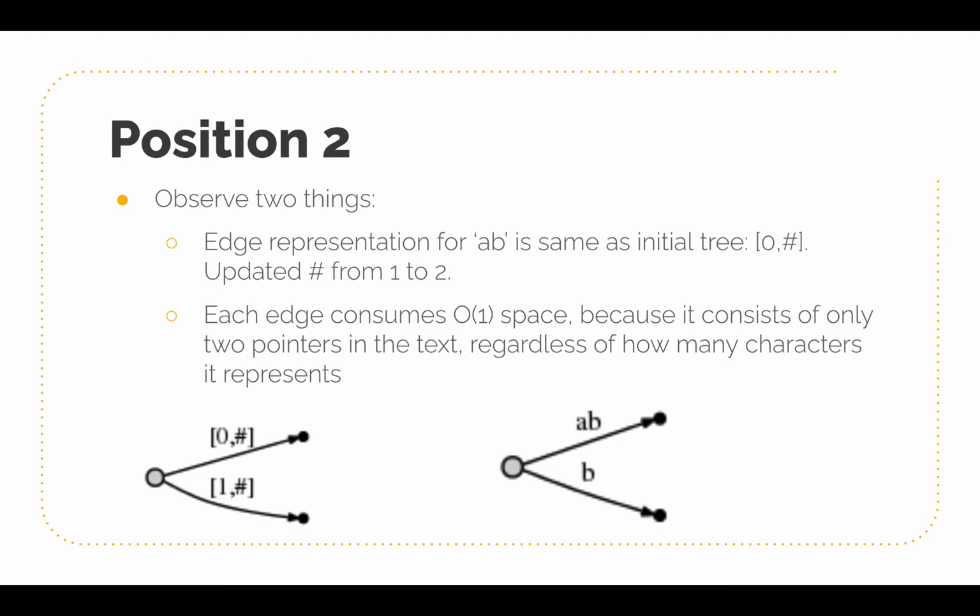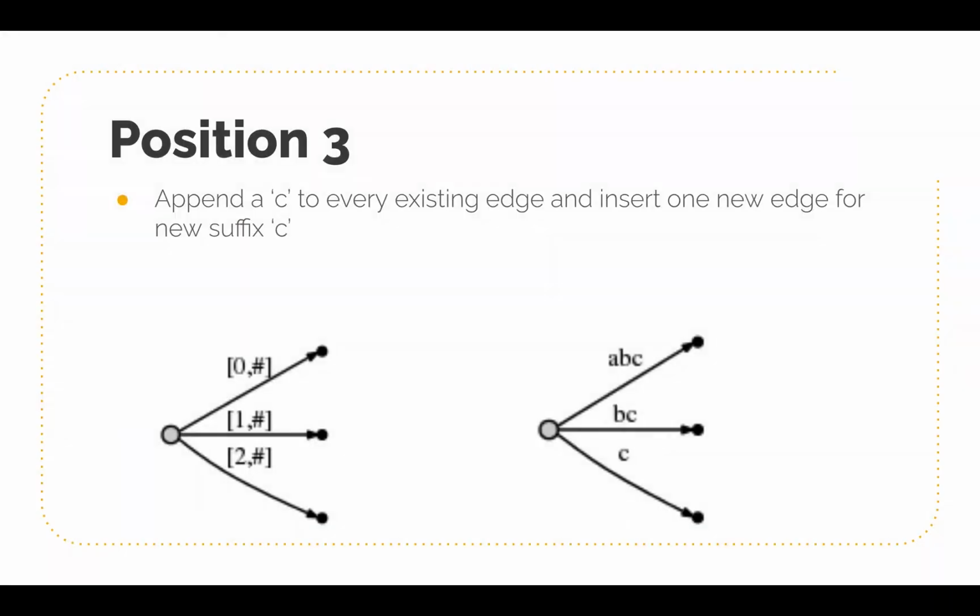Each edge consumes O of 1 space because it consists of only 2 pointers into the text, regardless of how many characters it represents. Next, we increment the position again and update the tree by appending a C to every existing edge and inserting one new edge for the new suffix C. In our representation, this looks like the tree on the left, and it means the tree on the right, which you can see with the actual letters of the string.